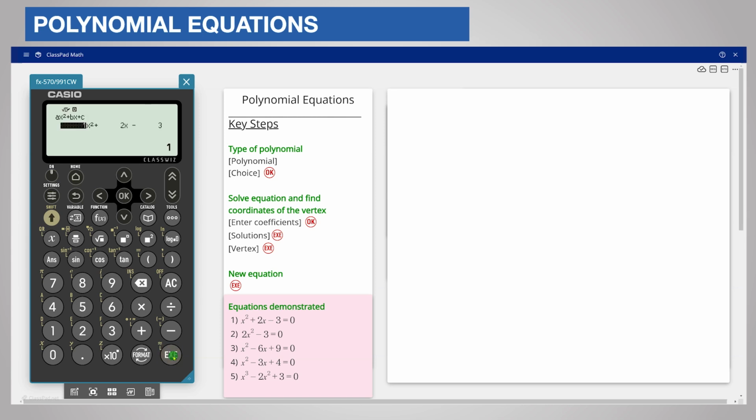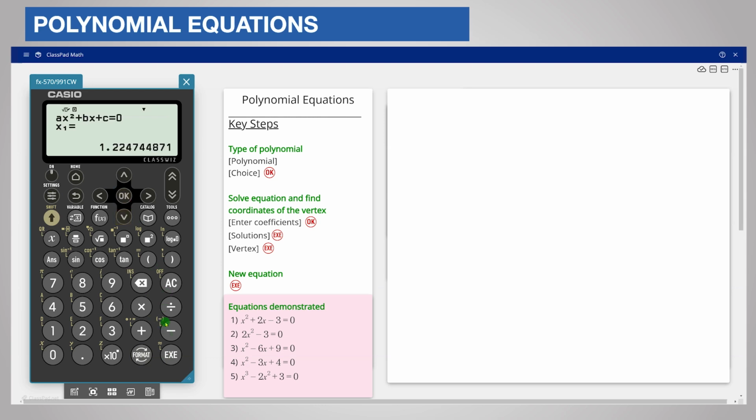We will now solve equation 2. The coefficient of x squared is 2, so enter that. There is no term in x, so the coefficient is 0, which we must enter as a 0. The constant is -3, so enter that with negation or subtraction. Again, press the execute key for the solutions. The first solution is a surd, the square root of 6 over 2. If you want the decimal value, press the Format key and choose Decimal.